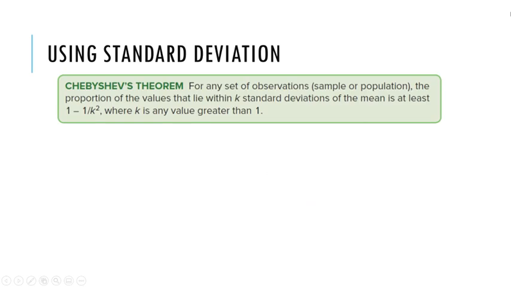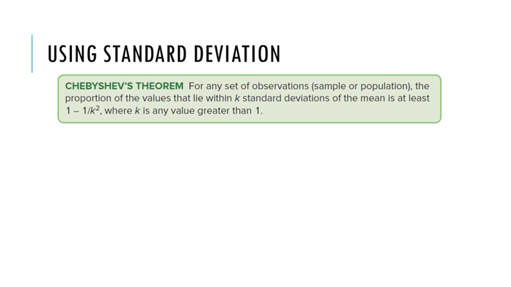Now, let's use standard deviation. There's a couple places where we see some applications, and one of them is Chebyshev's theorem. Chebyshev's theorem says very simply, for any set of observations, and it doesn't matter if we're talking about the sample or the population, the proportion of the values that lie within k standard deviations of the mean is at least 1 minus 1 divided by k squared, where k is any value greater than 1.